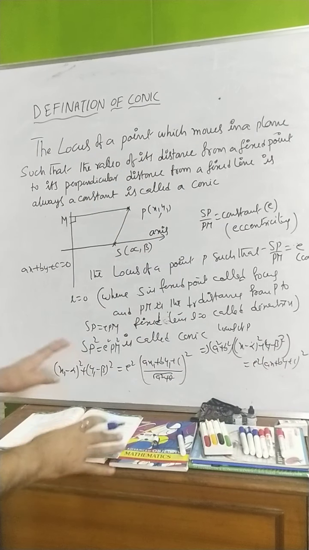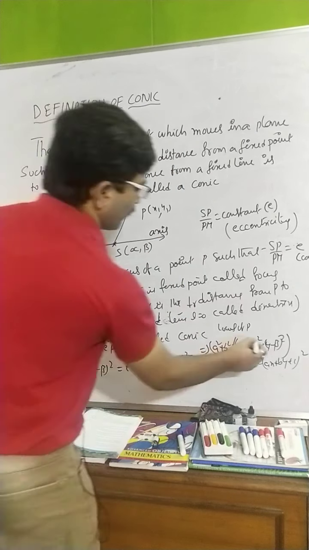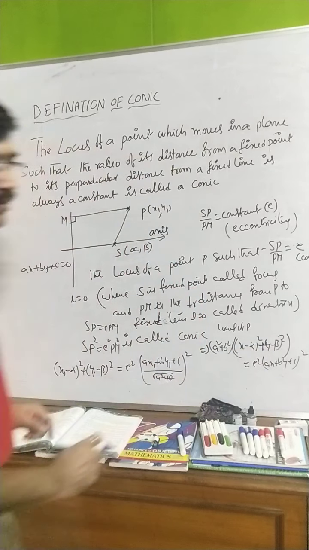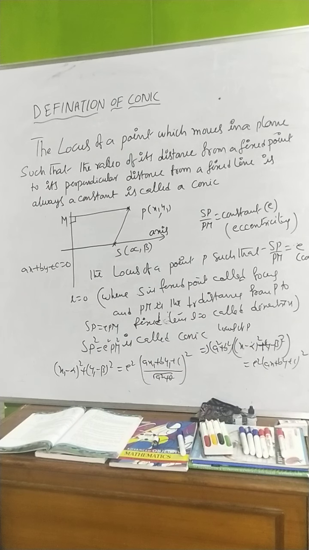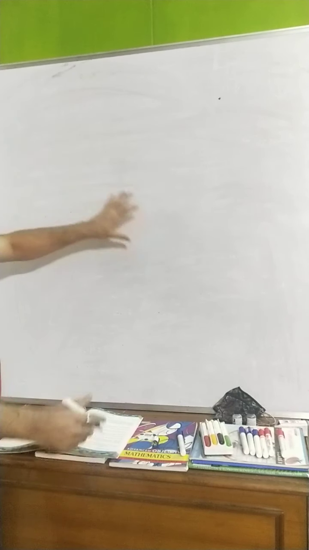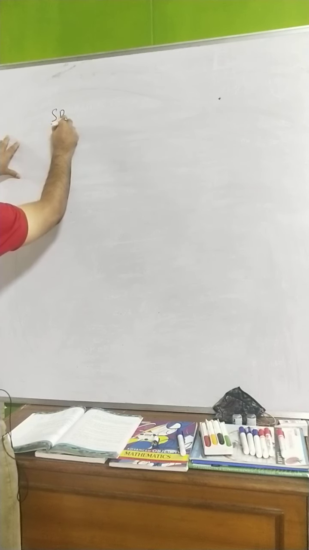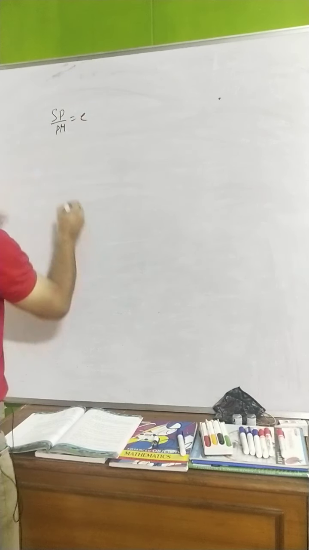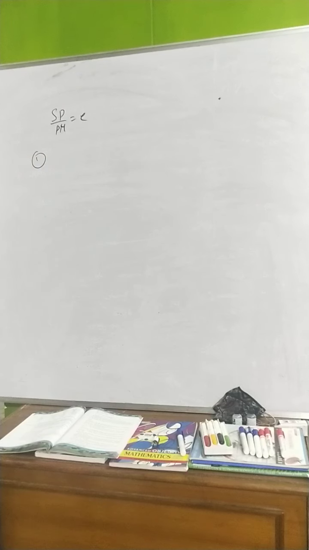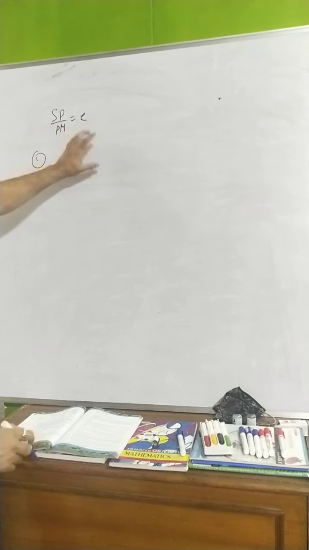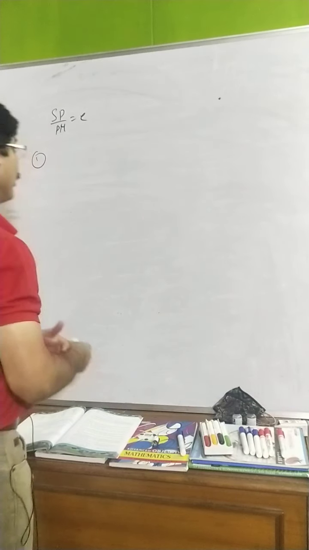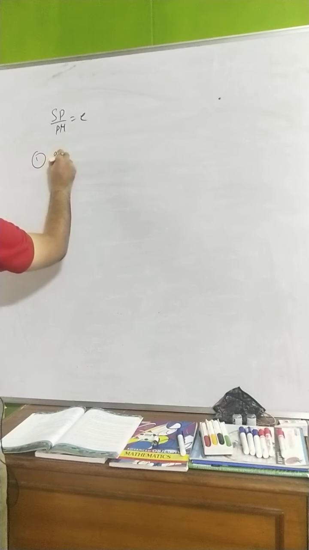With this, it is very clear that we are getting a second degree equation in terms of x and y. We got two points from the previous definition. One is, while writing SP by PM is equal to e. The question here is, what is that e?